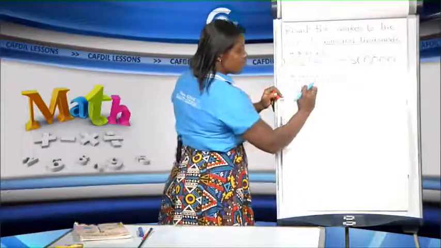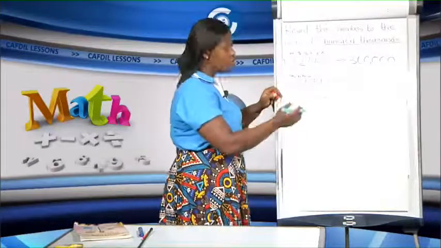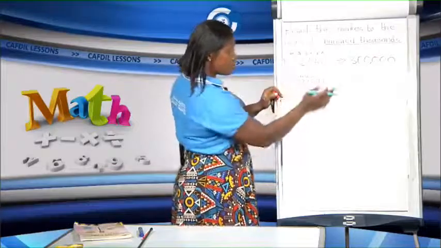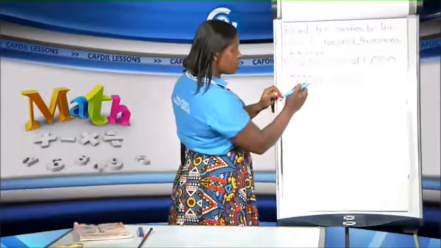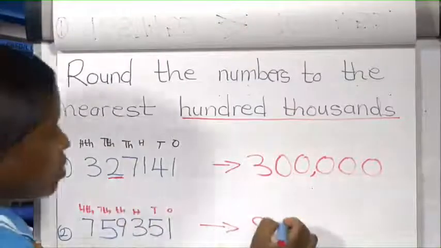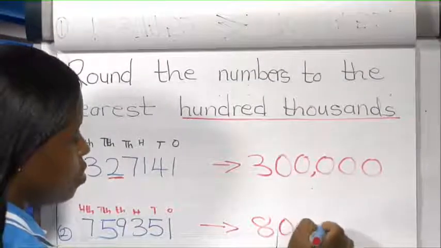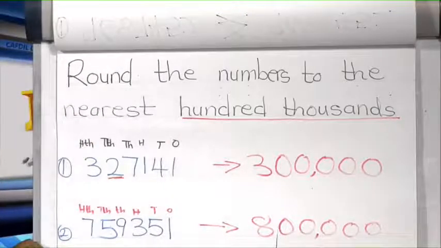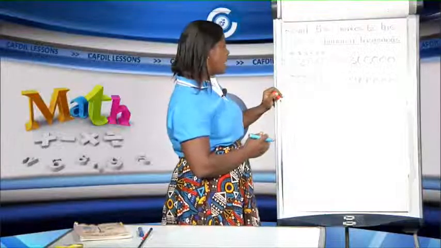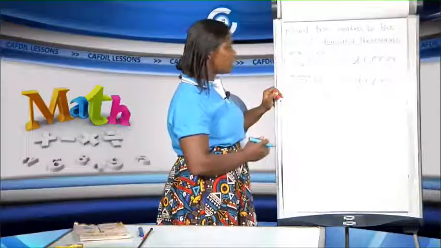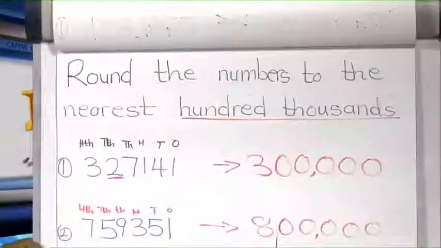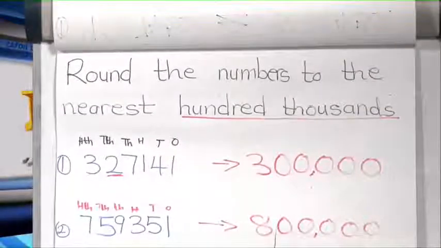And then assume the rest of the numbers as zeros. How many digits? 1, 2, 3, 4, 5. Rounding 759,351 to the nearest 100,000, we will get 800,000.